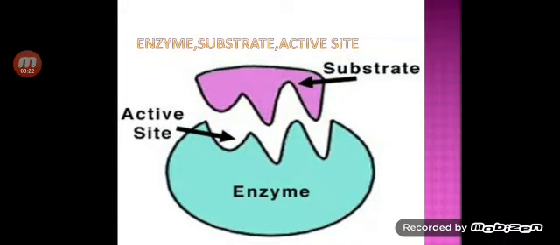What do you observe? This is an enzyme, the upper side is the substrate and the middle side is the active site. Okay. The pink color indicates the substrate, the other color indicates the enzyme, and the middle is the active site. This will help you understand this picture. Okay.